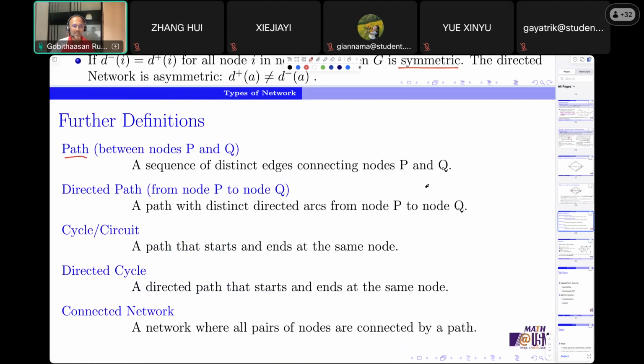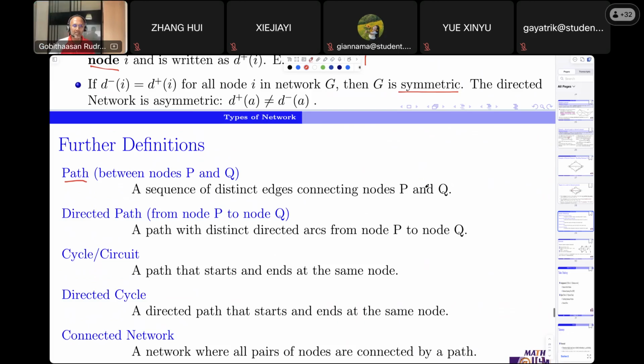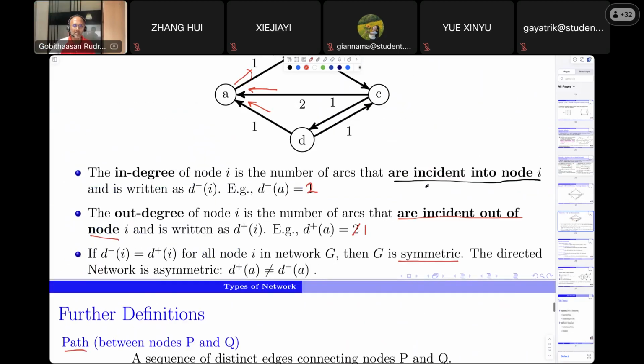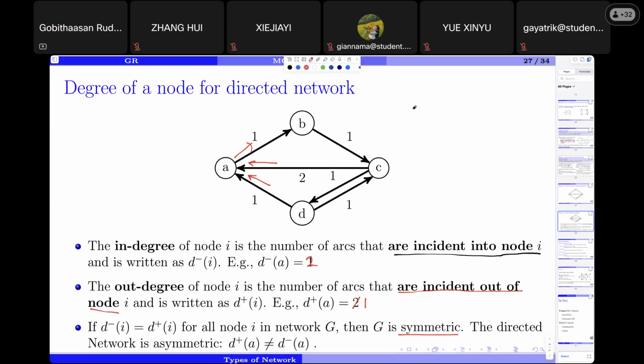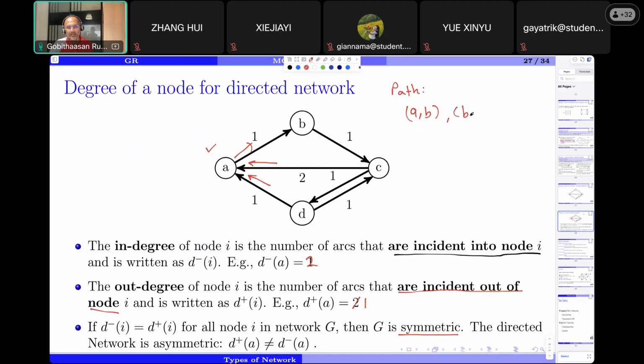Let's look at here. So a path can be, for example, A, B. This is the first edge. Let's say we start from A, and then B, C, and then C, D. So this can be a path, okay.